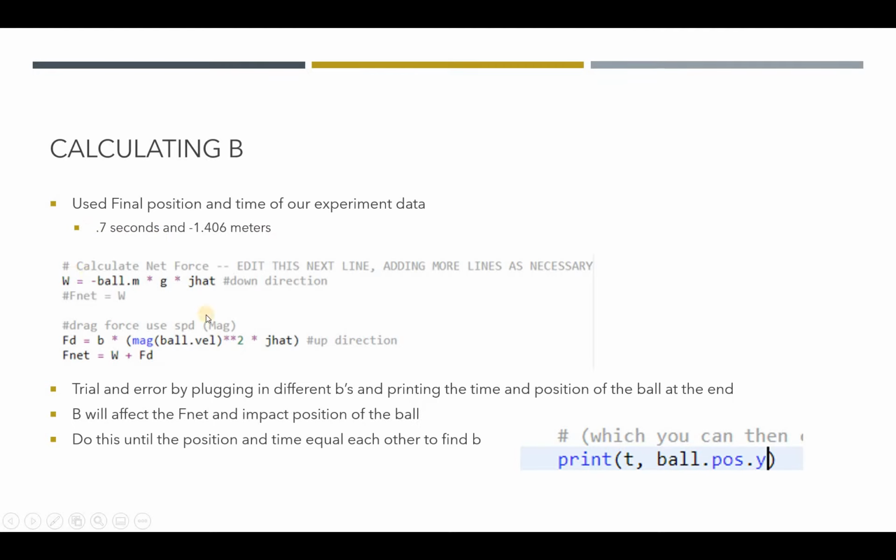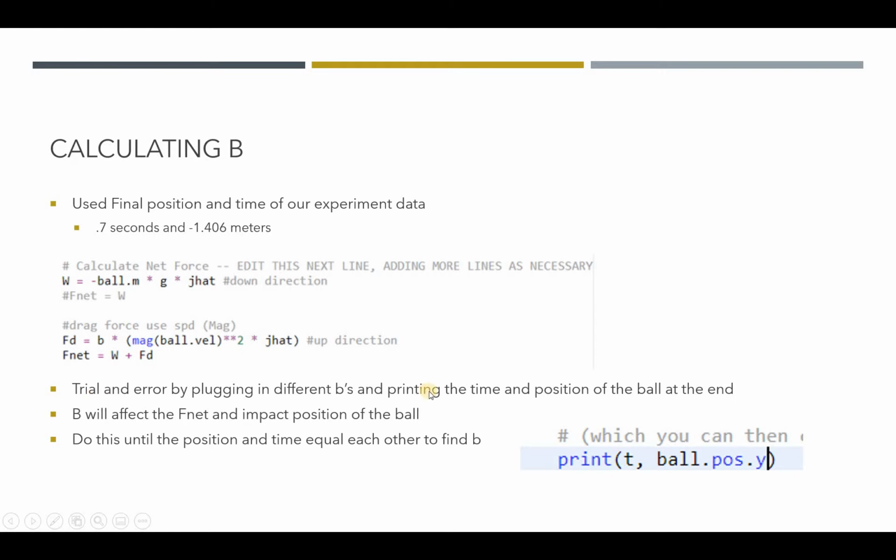Then we're going to use these two equations, the force of gravity and then force of drag, which is b times the magnitude of the speed, so magnitude of the velocity squared times j hat. We're using magnitude because the equation is b times speed squared times j hat. We use j hat to turn it back into a vector.